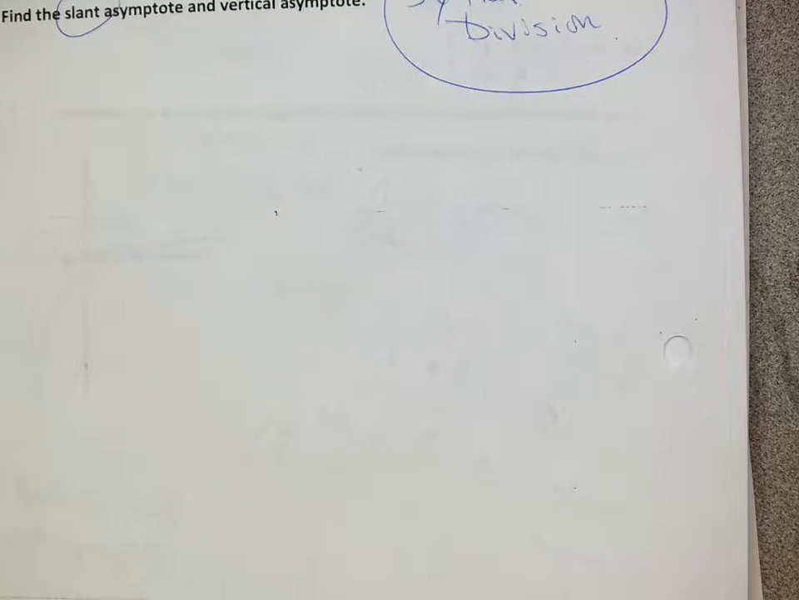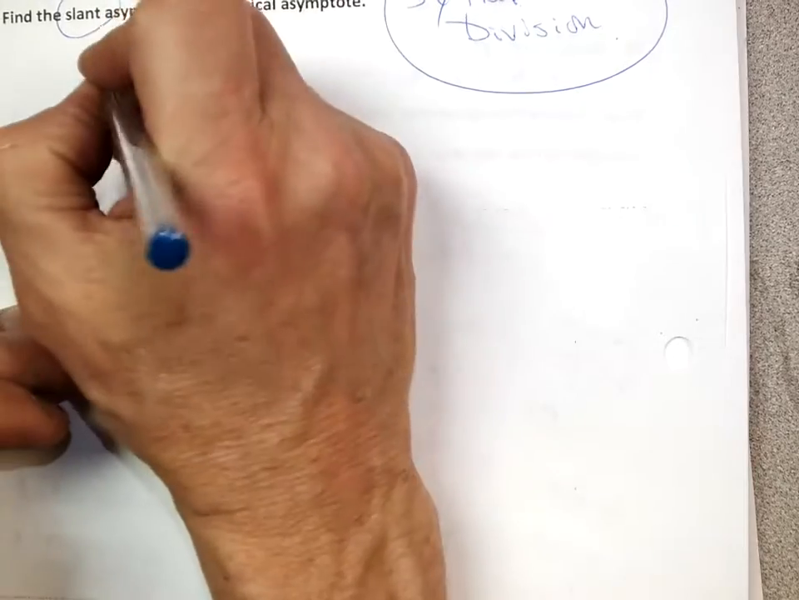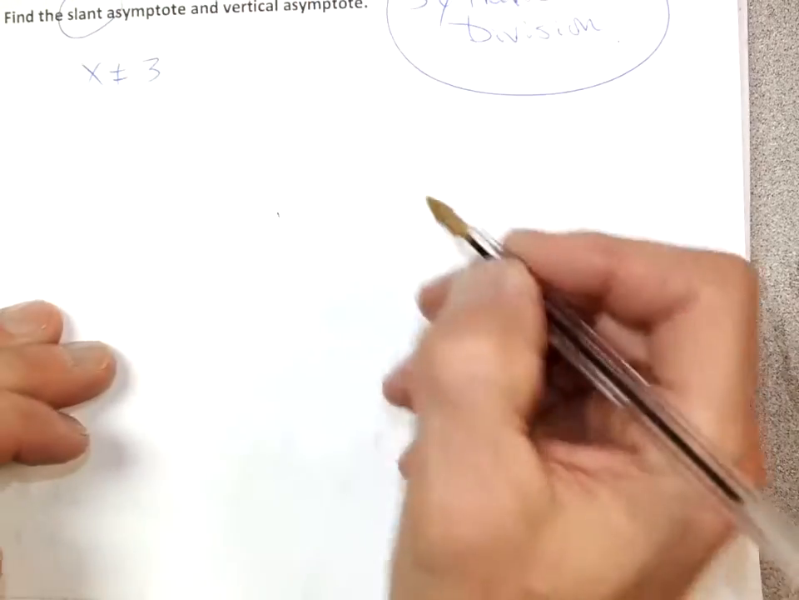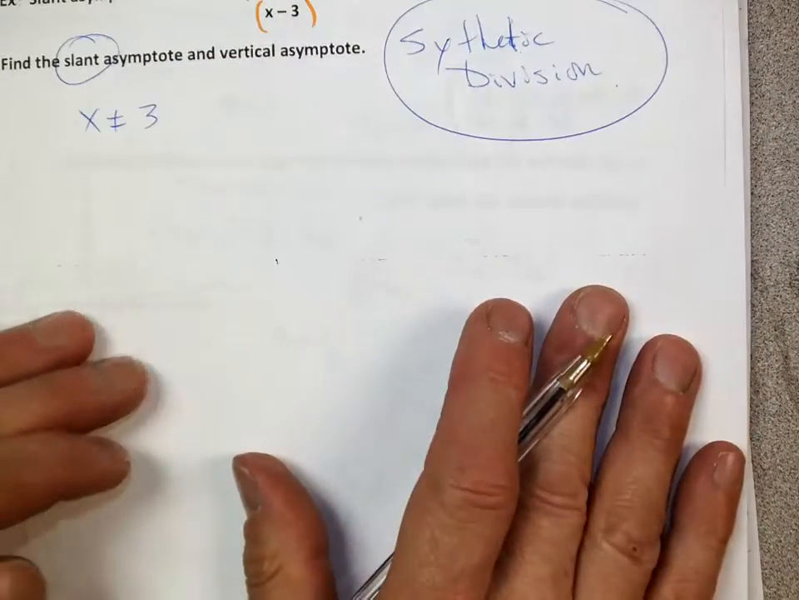Okay, so let's look at the function. What do we know about the function? First of all, x cannot equal 3. Do you agree with that? x cannot equal 3. Let's try and factor the top to see if it's removable.